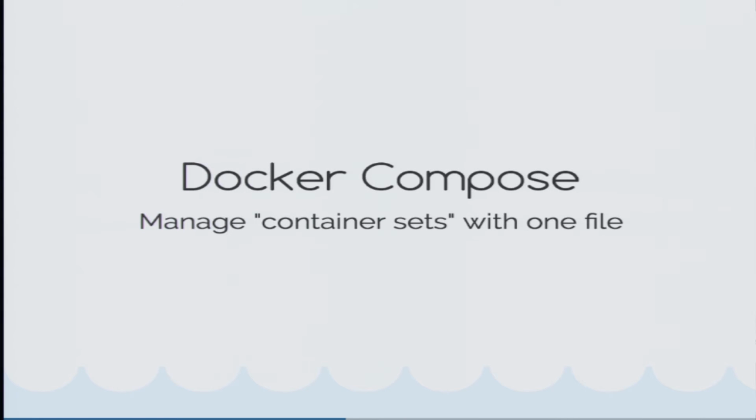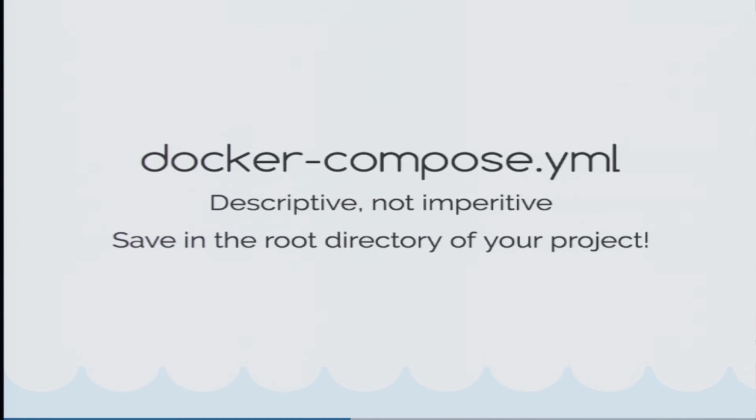Okay? How do we get 2 containers? We're going to use something called Docker Compose. It's built in with Docker now. A few years ago it was optional, but it is the part of Docker that made me love Docker. It makes things so easy. It lets you manage several containers at once in what I call a container set, and it lets you do that with just one file. That file is called docker-compose.yaml. It is descriptive, not imperative, and you want to save it in the root of your project directory.